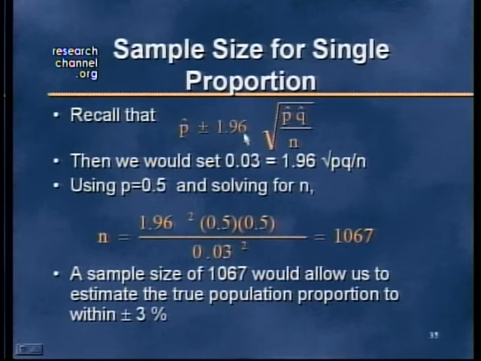If I recalled that the confidence interval was equal to p hat plus or minus 1.96 times the square root of pq over n, I'd set 0.03, because that's half the width of the confidence interval, equal to 1.96 times the square root of p times q over n. Again, a little bit of algebra, and if I solved for n, I'd get 1,067. So I would actually need a fairly large sample to estimate the true population proportion to within plus or minus 3%. In other words, the width of the confidence interval would only be 6%, a fairly narrow range.